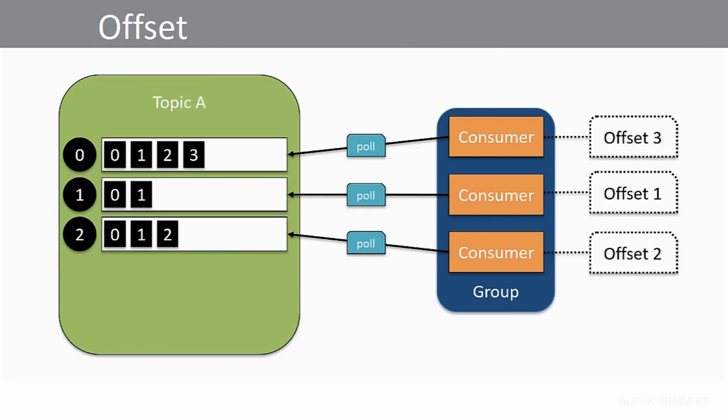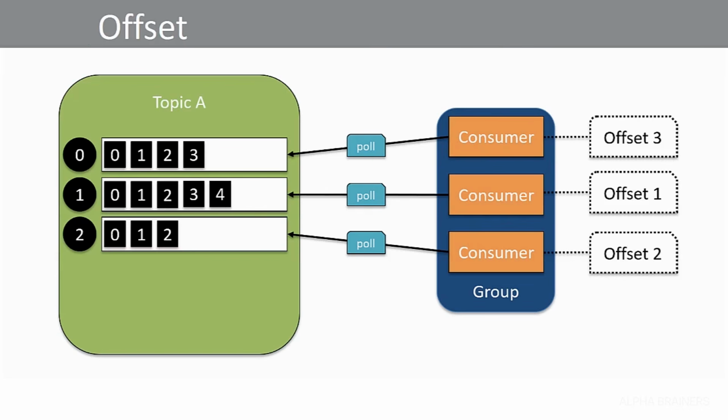In this case, you can see that the first consumer has an offset value of 3 because it's up to date and it's read all the messages from the first partition of topic A. The second consumer has an offset of 1. It's also up to date and it's reading from partition 1 from topic A. And the third consumer has an offset of 2 because it's pulling from the third partition of topic A.